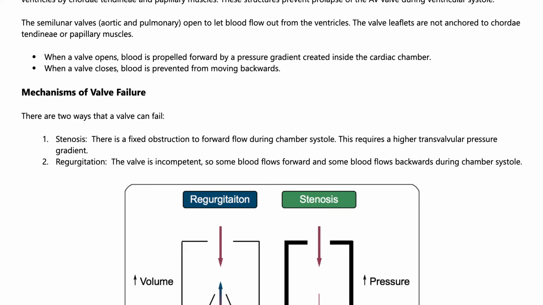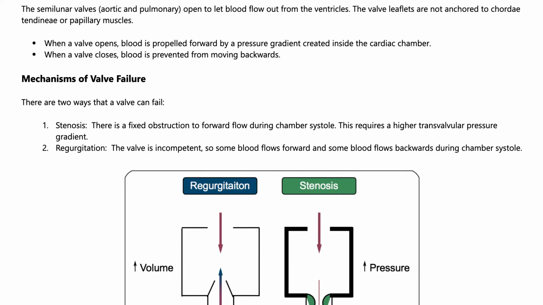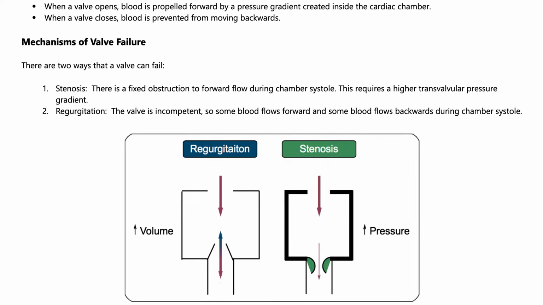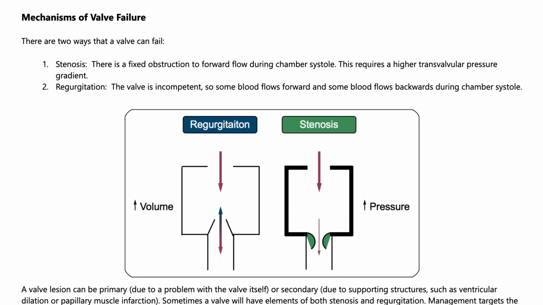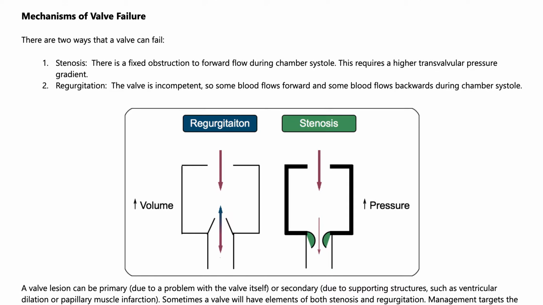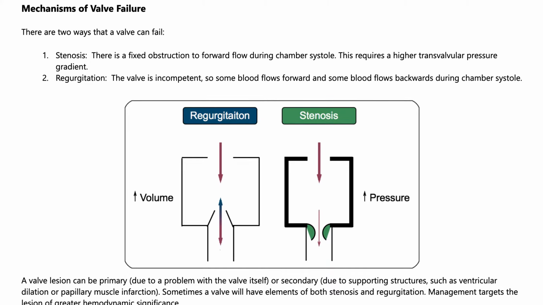So when a valve opens, blood is propelled forward by a pressure gradient created inside a cardiac chamber. When a valve closes, blood is prevented from moving backwards. The following are mechanisms of valve failure. There are basically 2 ways that a valve can fail: stenosis and regurgitation. Stenosis is a problem where there is a fixed obstruction to forward flow during chamber systole. This requires a higher transvalvular pressure gradient.